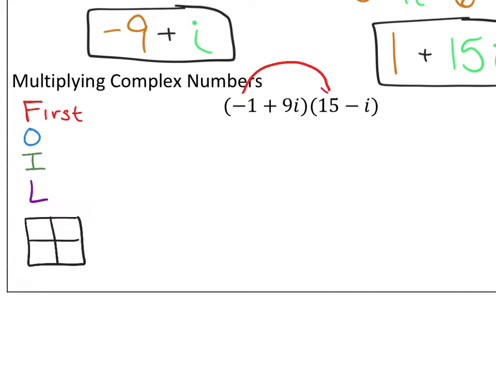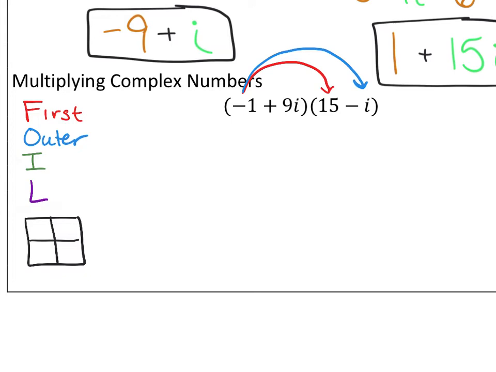I'm multiplying negative 1 times 15. The O stands for outer, which means I'm multiplying the 2 outside things. The outsides of this is negative 1 and negative I. You see how they're on the outside of the problem? So we had the first things in the parentheses, and we have the outside things in the parentheses.